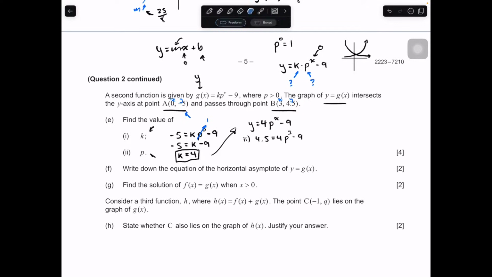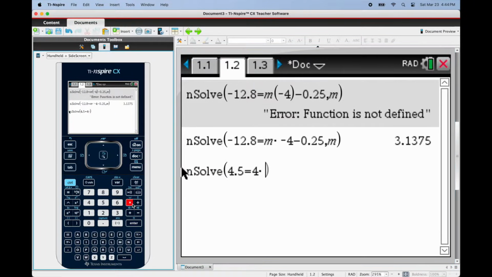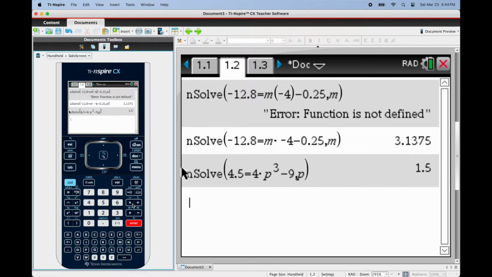I'm going to go ahead and solve for p in this case. So let's go back to the calculator and work this out. Menu, algebra, numerical solve. 4.5 is equal to 4 times, let's say p to the 3 minus 9, and then ask the calculator to solve for p. Okay. In this case, p is equal to 1.5.